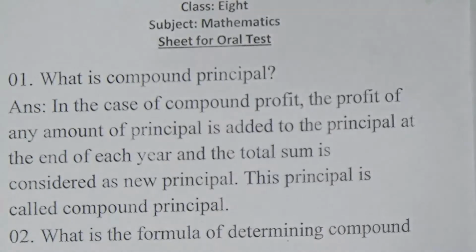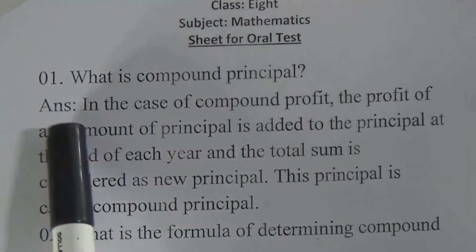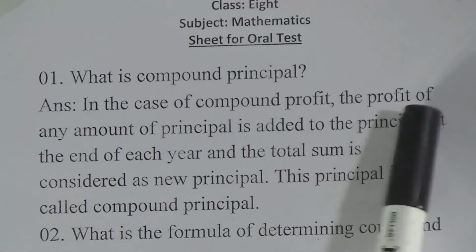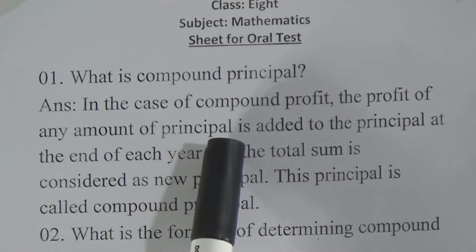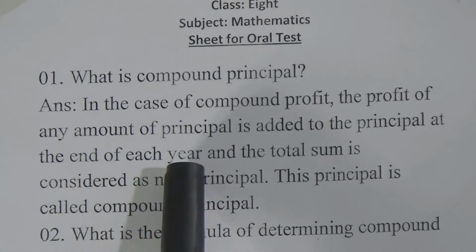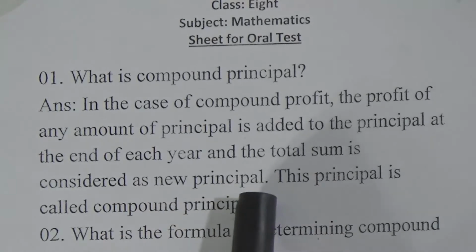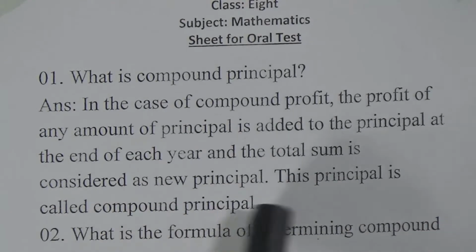Sheet for oral test. First question, what is compound principal? Dear students, in this case we have to know what is compound principal. I have discussed this question in our class of chapter 2. Now see, in the case of compound profit, the profit of any amount of principal is added to the principal at the end of each year, and the total sum is considered as the new principal. This principal is called compound principal.